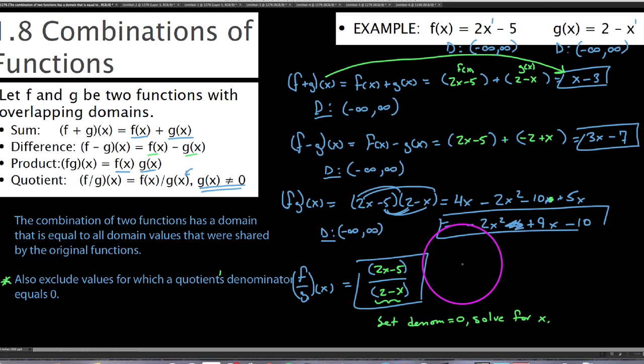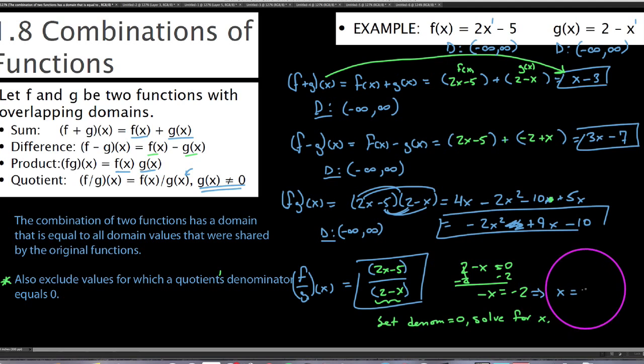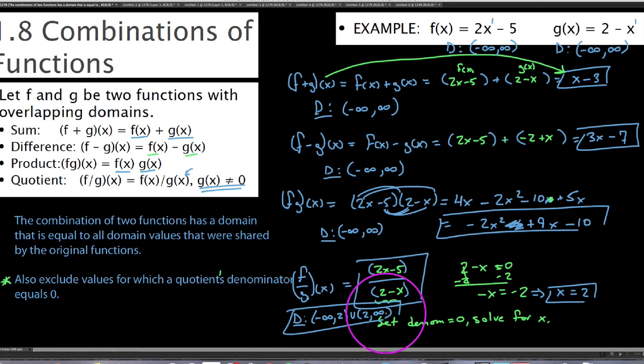So if I set 2 minus x equal to 0, and I subtract 2 from both sides, I get negative x is equal to negative 2, which implies that x equals 2. So this is a value for which the denominator would equal 0. So its domain would be negative infinity up to 2, in union with 2 to infinity. This would be the domain of that function because we had to exclude that x value. Cheers.